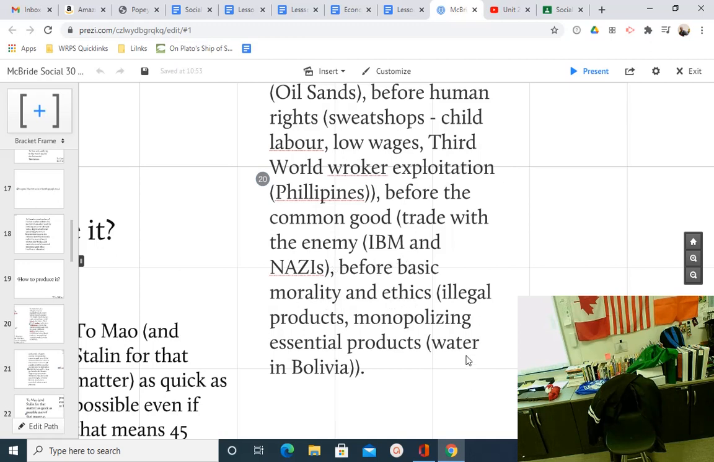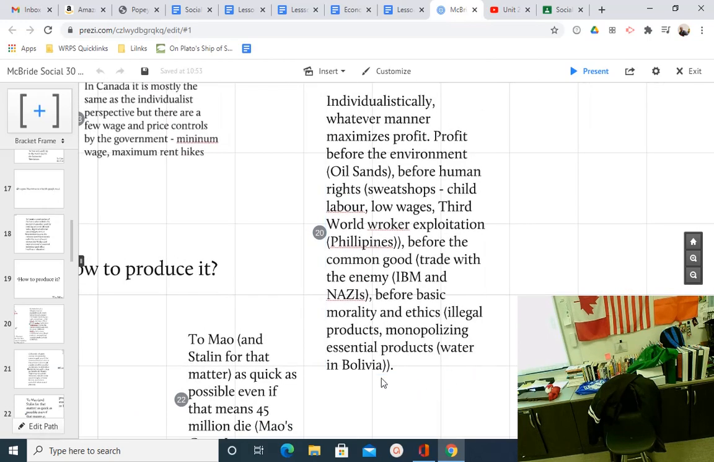We're going to sell water at an inflated price in the city of Cochabamba in Bolivia, causing people to riot and leading to people being killed in the streets. But that's okay because we're making more money. So the corporation Bechtel does that. So again, how to produce it is as important as what we're producing.